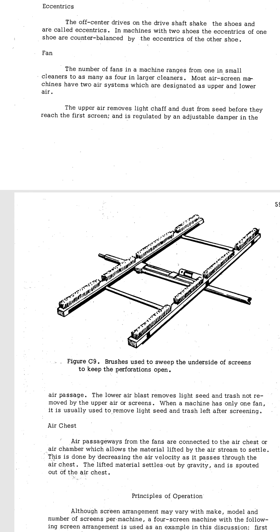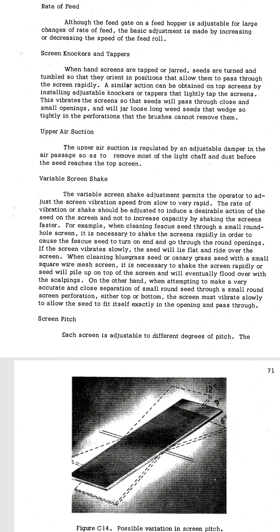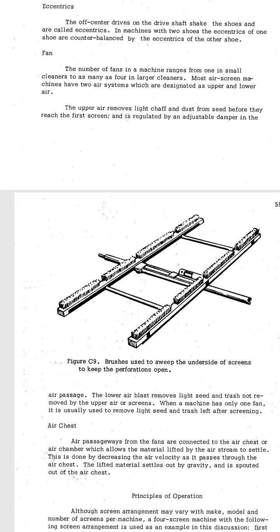Okay, then the important adjustments in the air screen machine. The first important adjustment is screen selection. Okay, means as per the size and shape of the seed, select the screens for the air screen machine.